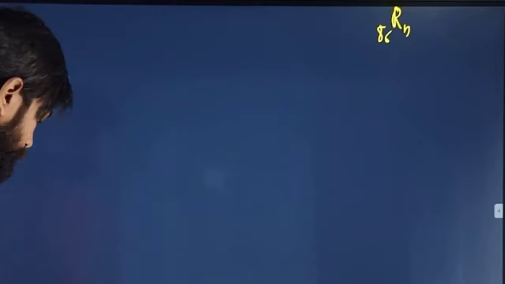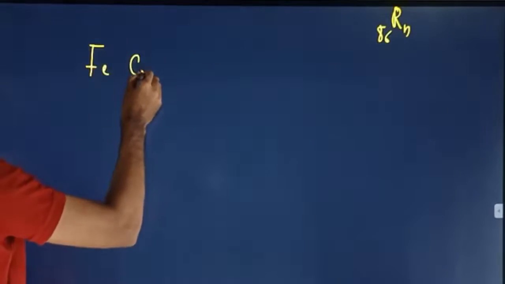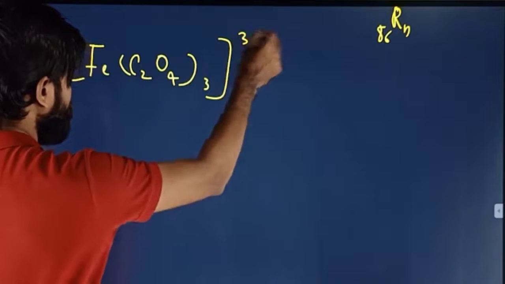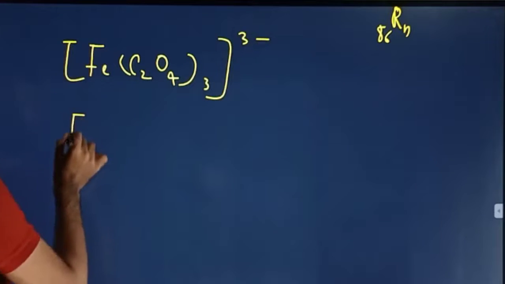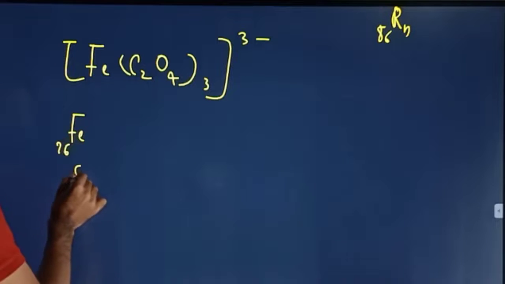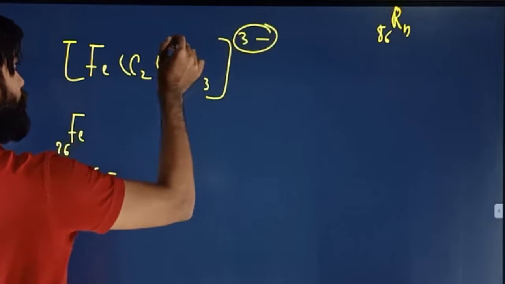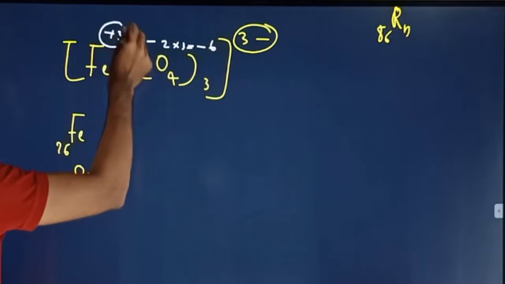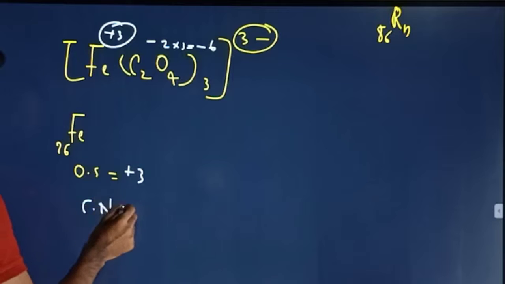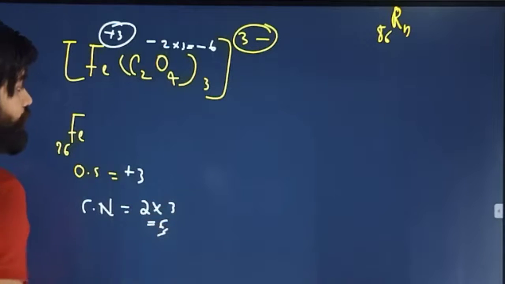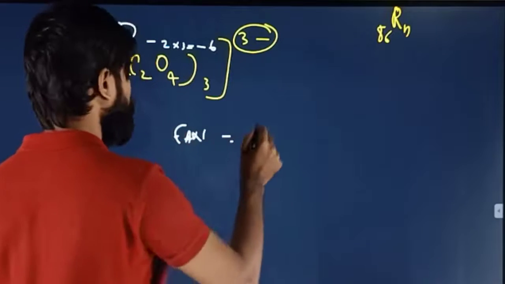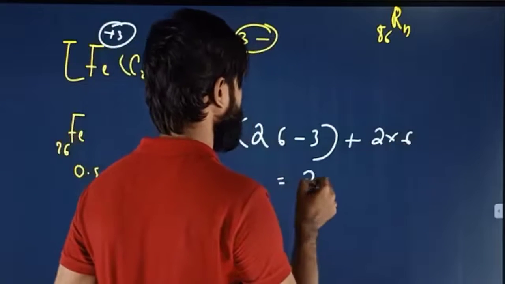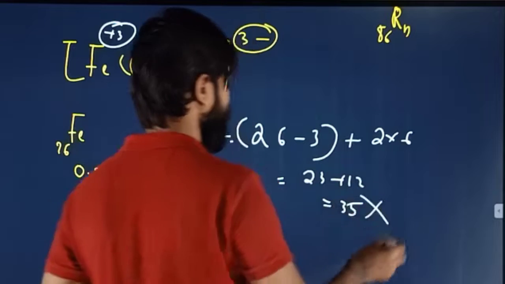Next example, Fe(C2O4)3 3 minus. Okay, Fe 26, ready? The oxidation state: the overall charge is 3 minus, and oxalato is minus 2 into 3, minus 6, so this will be plus 3. So the oxidation state is plus 3. Coordination number: denticity 2, number of ligands 3, so 6. So EAN is equal to 26 minus 3 plus 2 into 6, that's 23 plus 12, that's equal to 35. Not valid.